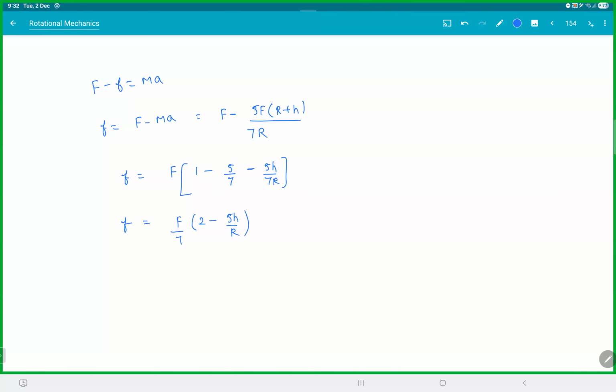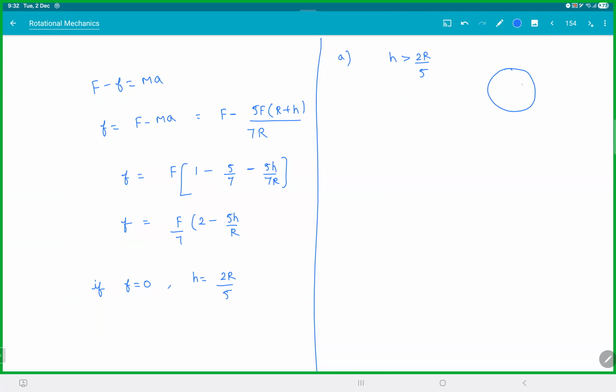And they can ask you this question also. At what height the force should act so that the friction is 0? If f is 0, we will get H is equal to 2R by 5. That means depending on where you're applying the force, the friction will change. So if your height H is greater than 2R by 5, right? If H is greater than 2R by 5, so friction will become... H is less than 2R by 5. The friction will look like this.